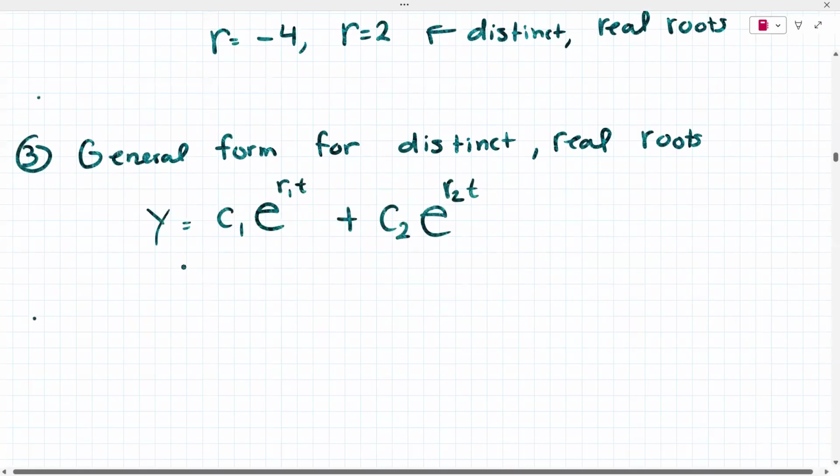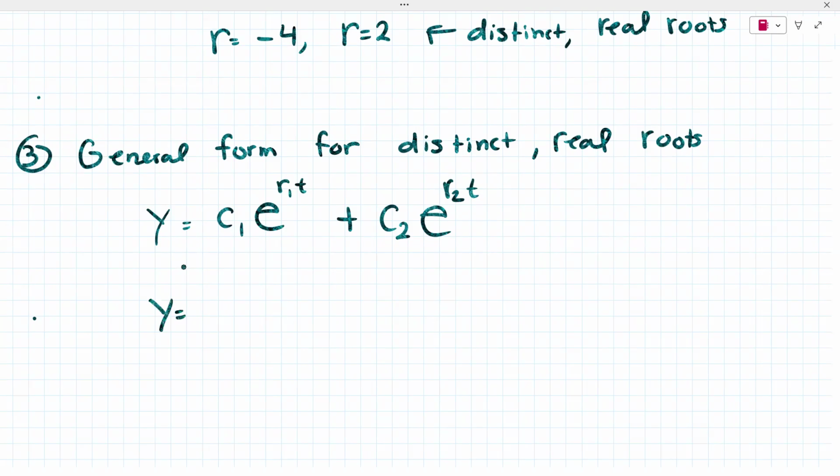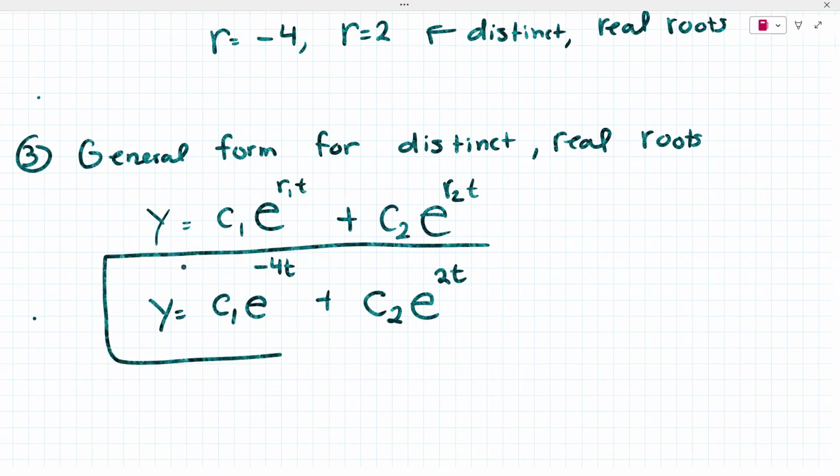Okay, so our final answer should be y equals C1 e, and then one of my roots was -4, so it's going to be -4t, plus C2 e, and then one of my other roots was +2. And there you go. This is your final form. Okay, let's move on to another example.